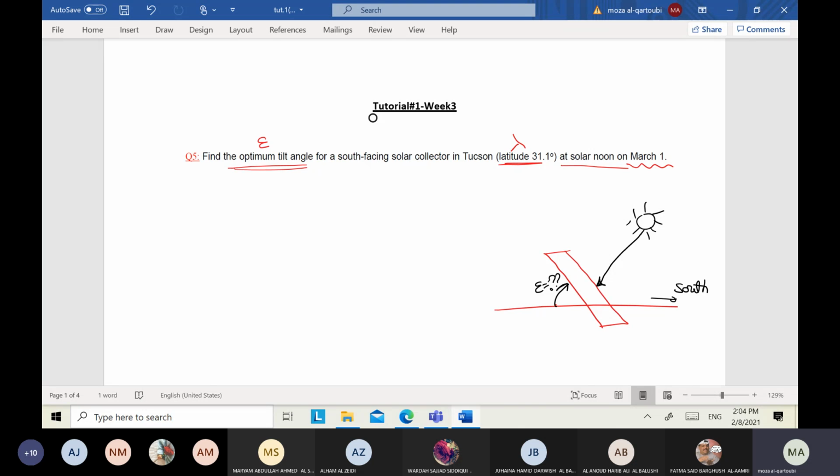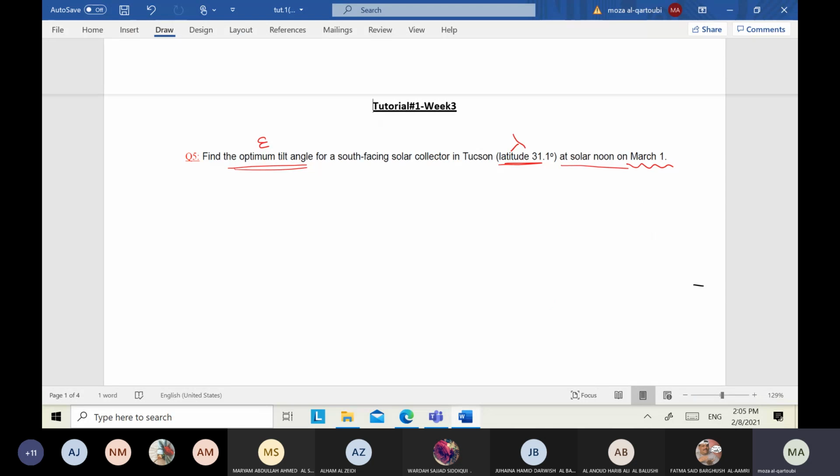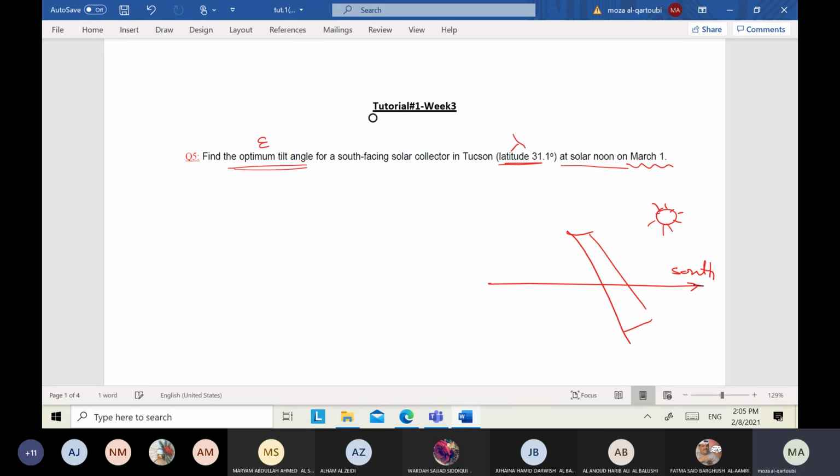Now we need to find the tilt angle. Let's take a different approach to make it easier. I'm sorry, I will repeat this diagram again. So this is the direction of south, and this is the PV. We need the sun to be perpendicular with respect to the PV. So we need to find epsilon, the elevation or tilt angle.